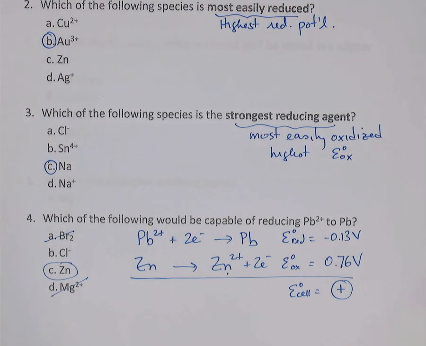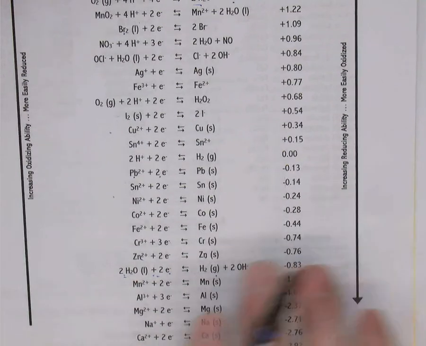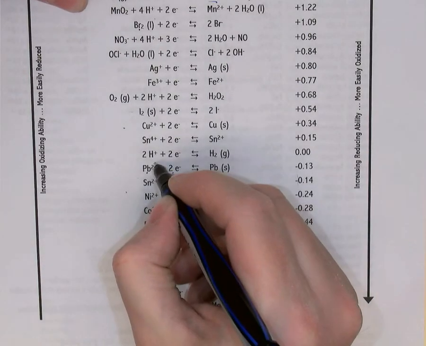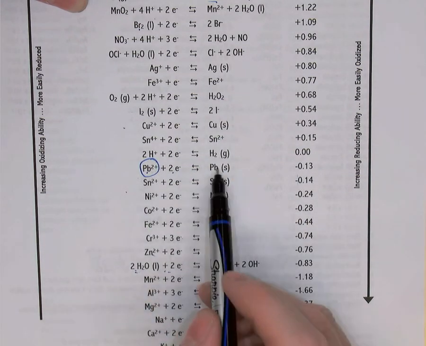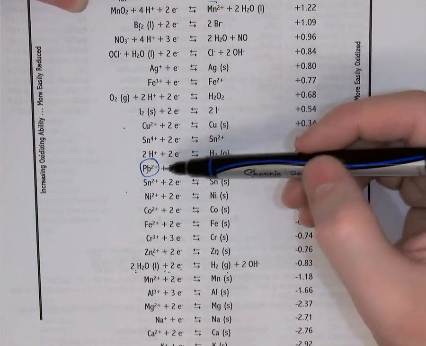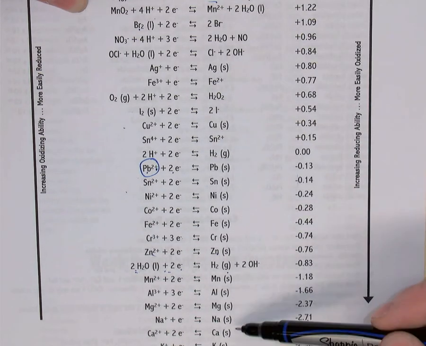The faster way to do it is to realize that we were wondering right there, what would be able to reduce Pb2+ to lead? Well, on my chart, Pb2+ is right here, and I want it to become lead. That means I need to react the Pb2+ with something on the right-hand side of the chart.